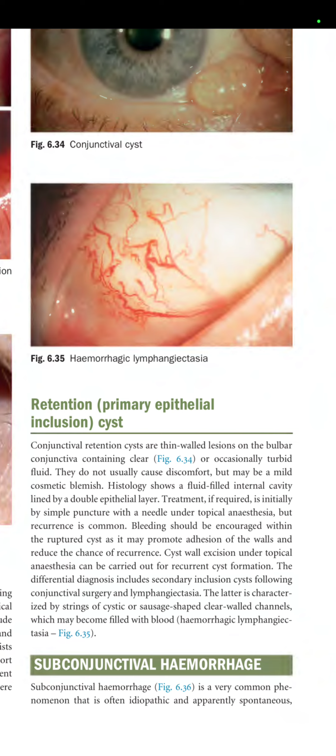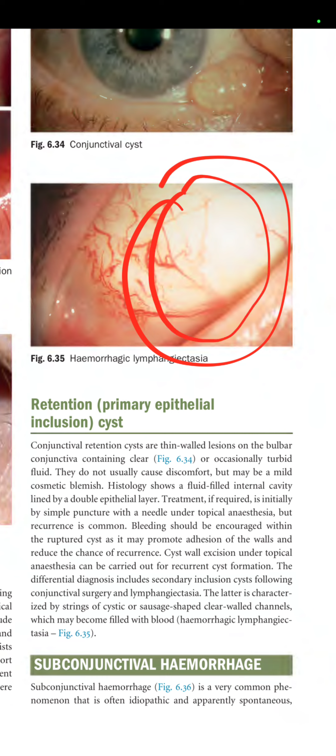Conjunctival retention cysts are thin walled lesions on the bulbar conjunctiva containing clear or occasionally turbid fluid. They do not usually cause discomfort. They may cause mild blemish. Histologically they show a fluid-filled internal cavity lined by a double epithelial layer. Treatment, if required, is initially by simple puncture with a needle under topical anesthesia, but recurrence is common. Bleeding should be encouraged within a ruptured cyst as it may promote adhesion of the wall and reduce the chance of recurrence.